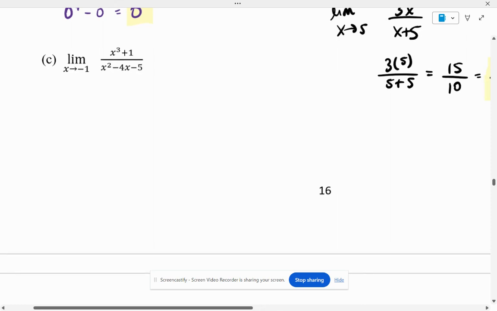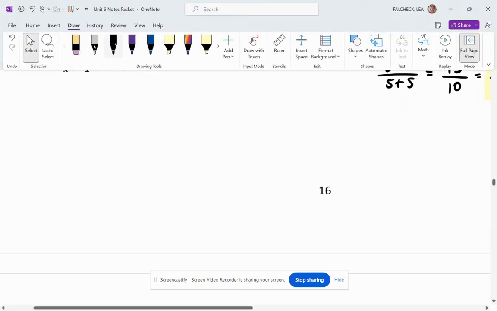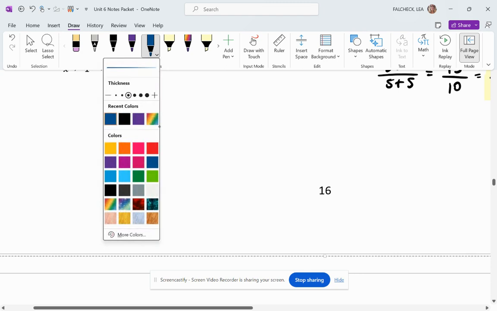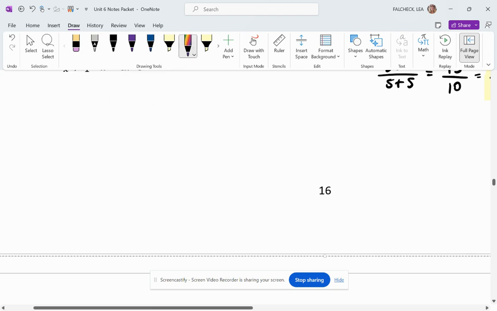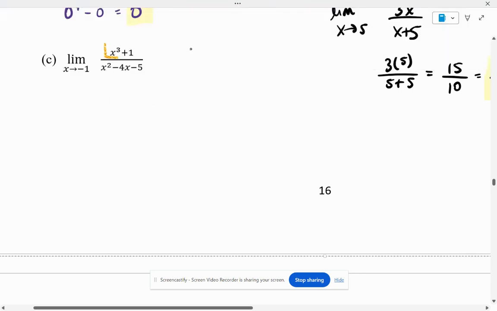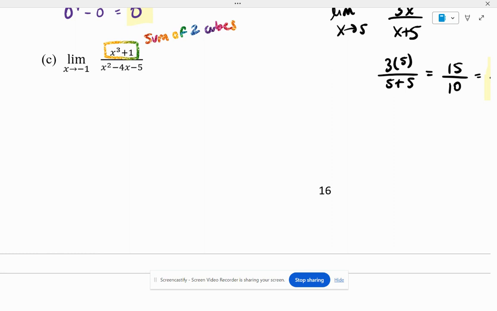Now the next one is kind of tricky. Maybe you remembered it from last year, maybe you didn't. You don't have to remember the sum of two cubes, but I was trying to look for creative ways to get you to factor. This can be factored. It's called the sum of two cubes. Did anybody learn this last year? No. All right, cool. Well, it's okay.